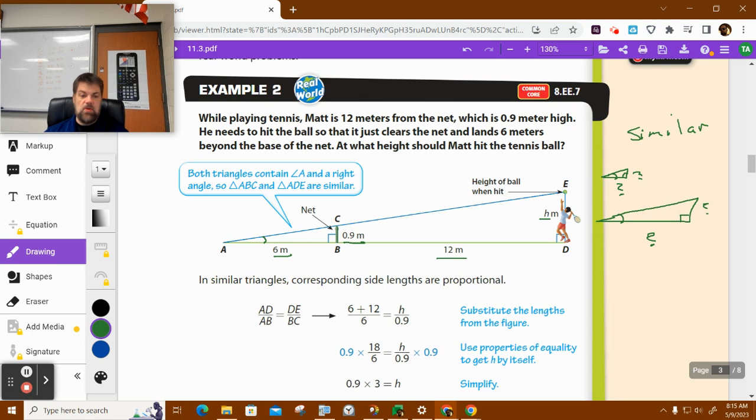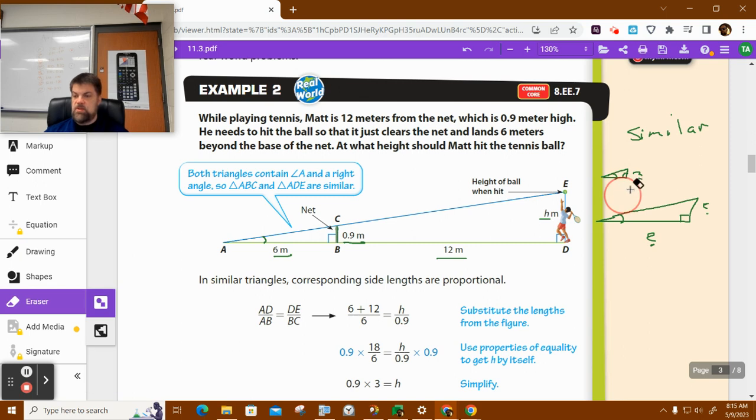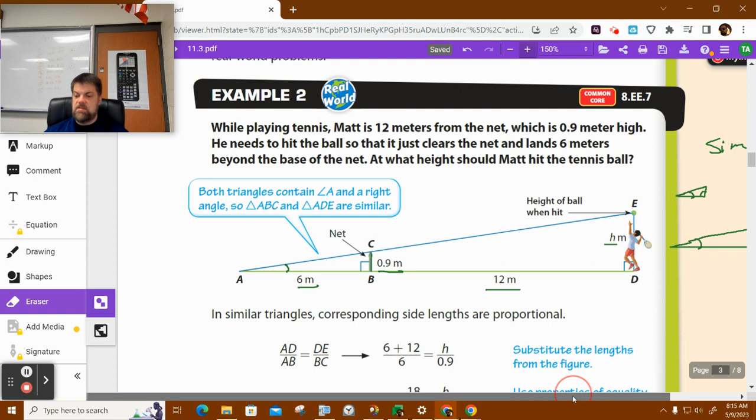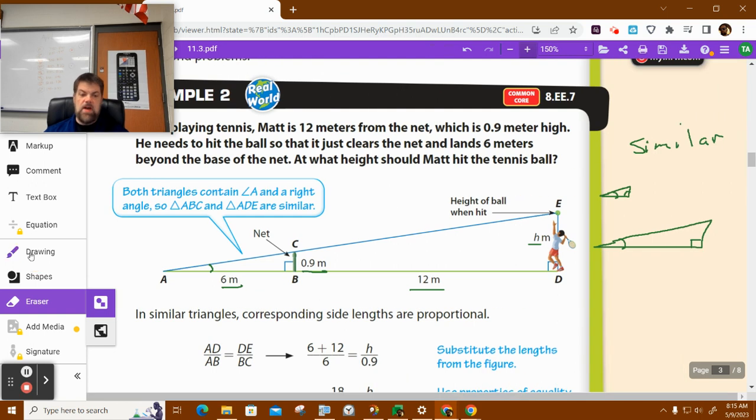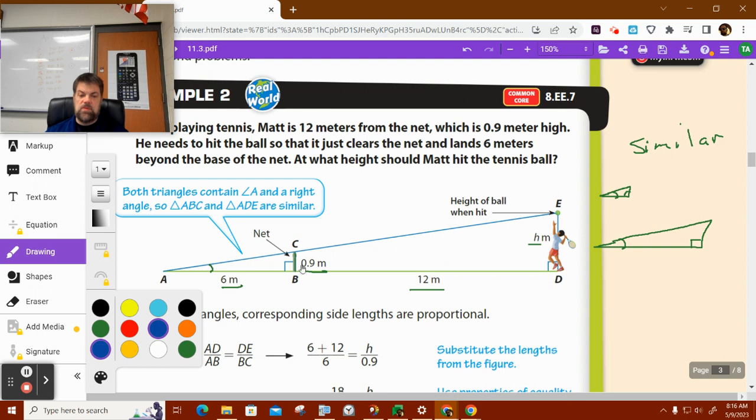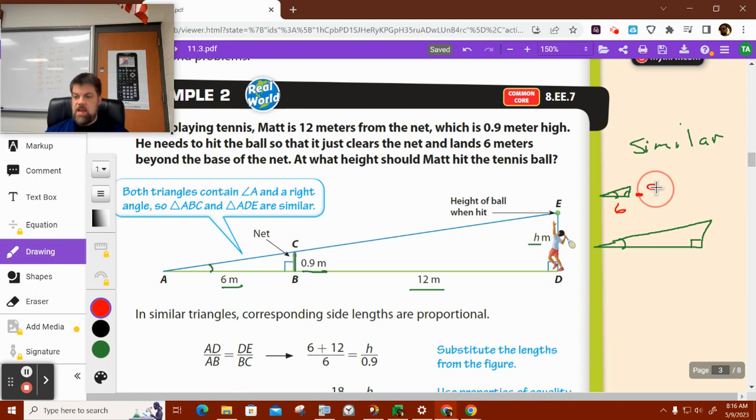So the way that you set this up is I'm going to compare. Let me rewrite this over here. On my little triangle, I'm going to zoom out, zoom in so you can see it a little better. We need to make sure that we focus on the corresponding sides. So I know on this triangle, this is 6, and then over here, this is 0.9. Now over here, this is actually 6 plus 12, and I don't know what this is.